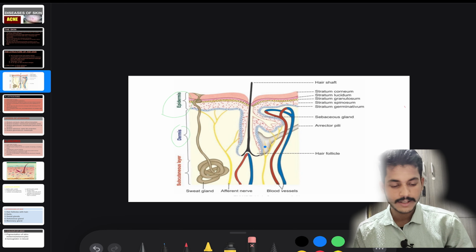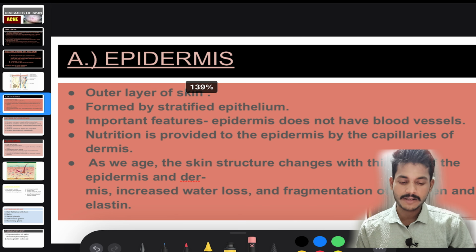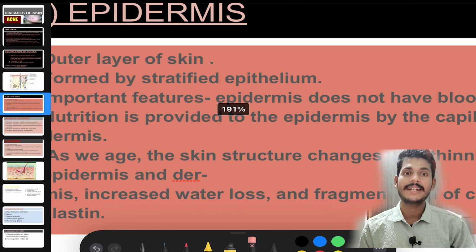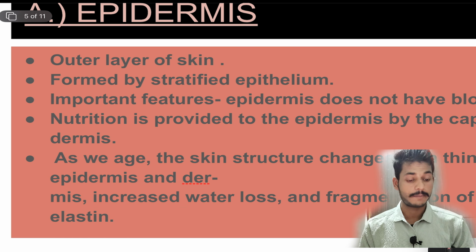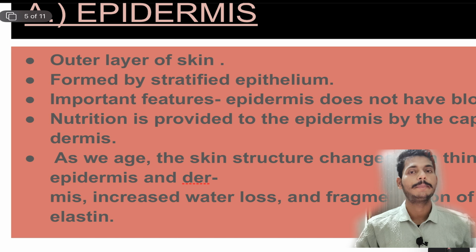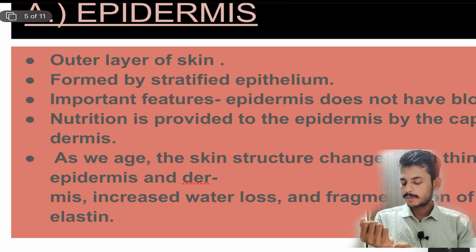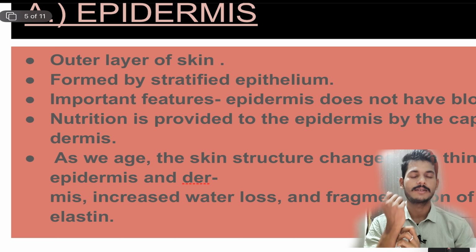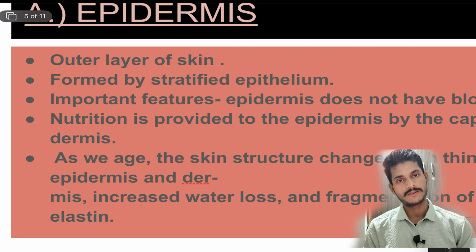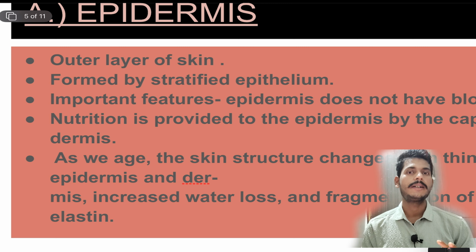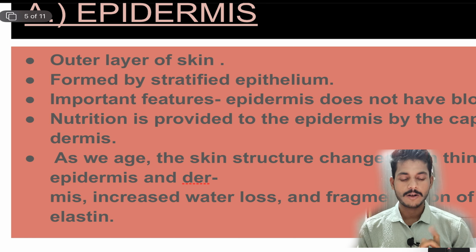Appendages of skin. So we have already seen the epidermis. The epidermis is basically the outer layer of the skin, and it is formed by stratified epithelium. The important feature of the epidermis is that it does not have a blood supply. That's why whenever you rub the skin, some parts of the skin become detached from the normal integrity of the skin, but you don't have blood flowing there, just because the epidermis doesn't have a blood or vascular supply.